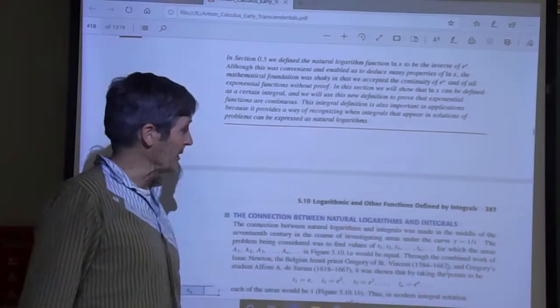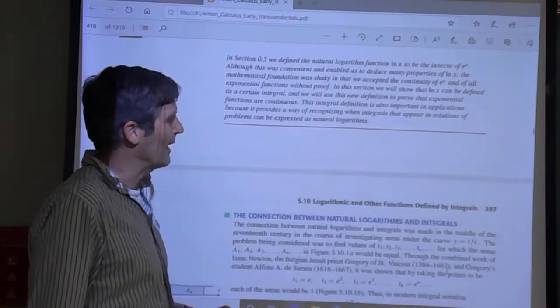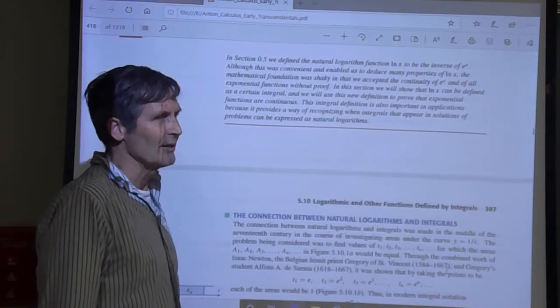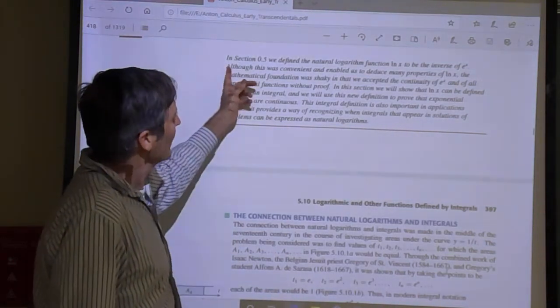Here's the last section we skipped. In it we define some functions in terms of integrals. This is one of the least important parts, but I will give you a few homework problems on this. And it just does this.